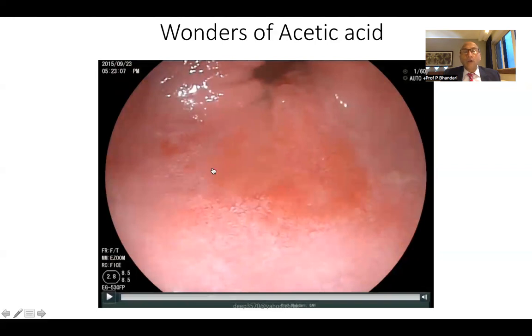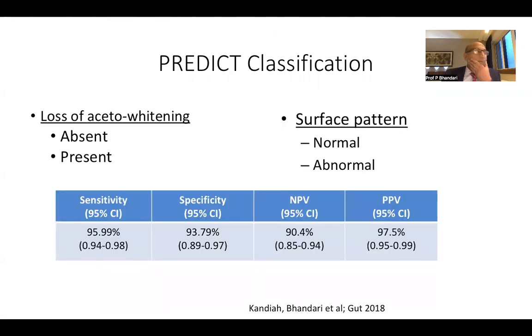And all this area is high-grade dysplasia. So if you want to resect it, if you don't use acetic acid, you end up just resecting this area, leave all this high-grade dysplasia behind, and then the patients will get recurrence. So we published a very good classification called Predict in Gut a few years ago, and I would strongly recommend that you use that in your practice.